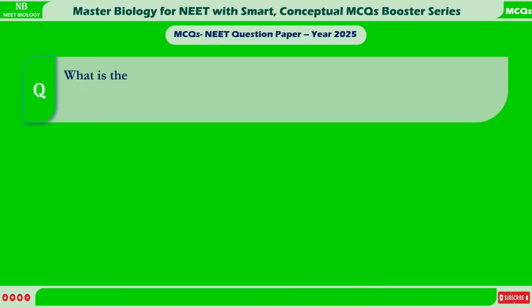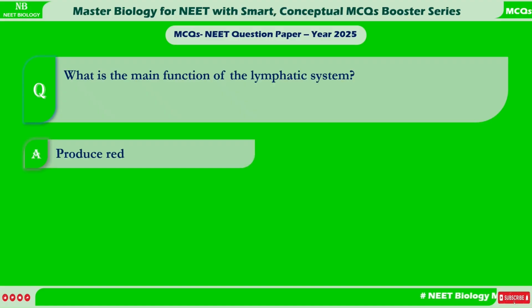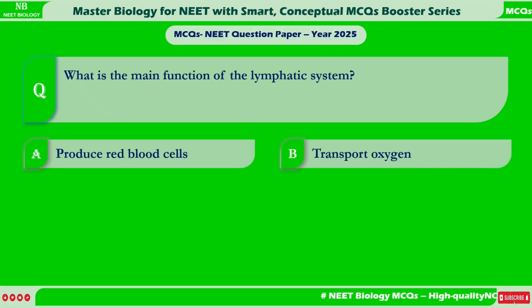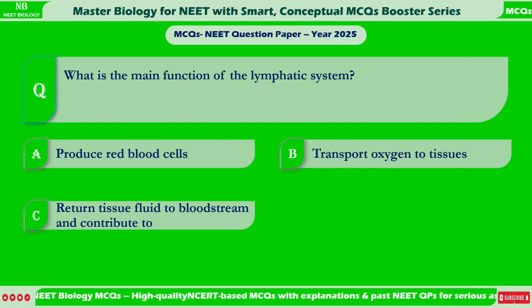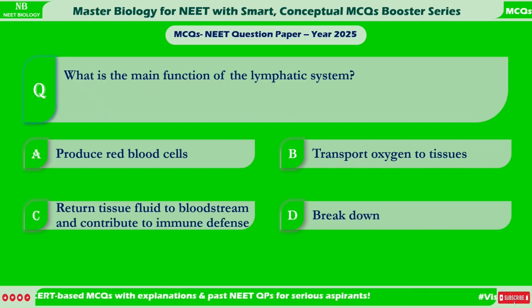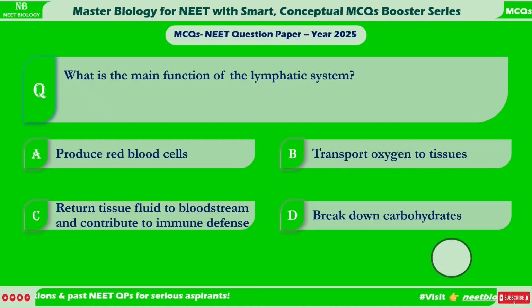What is the main function of the lymphatic system? A. Produce red blood cells. B. Transport oxygen to tissues. C. Return tissue fluid to bloodstream and contribute to immune defense. D. Break down carbohydrates.